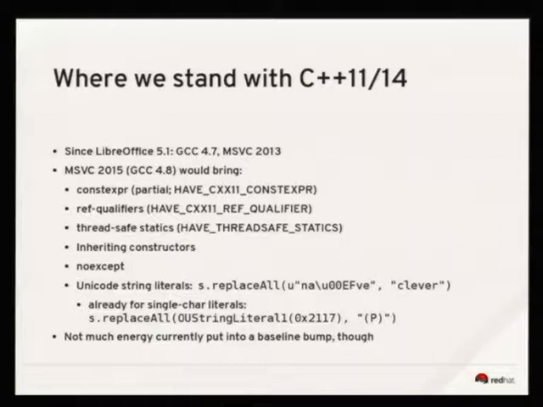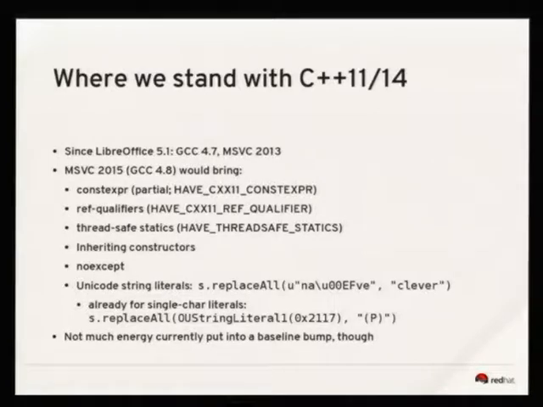So, for example, constexpr: we do have a configure time check for those, and then have macros around features where we benefit from having these available in the code, but in a way that if they are not available on the compiler, then the code still compiles, but maybe computes something at runtime that it would otherwise compute at compile time. So there's not much lost there.